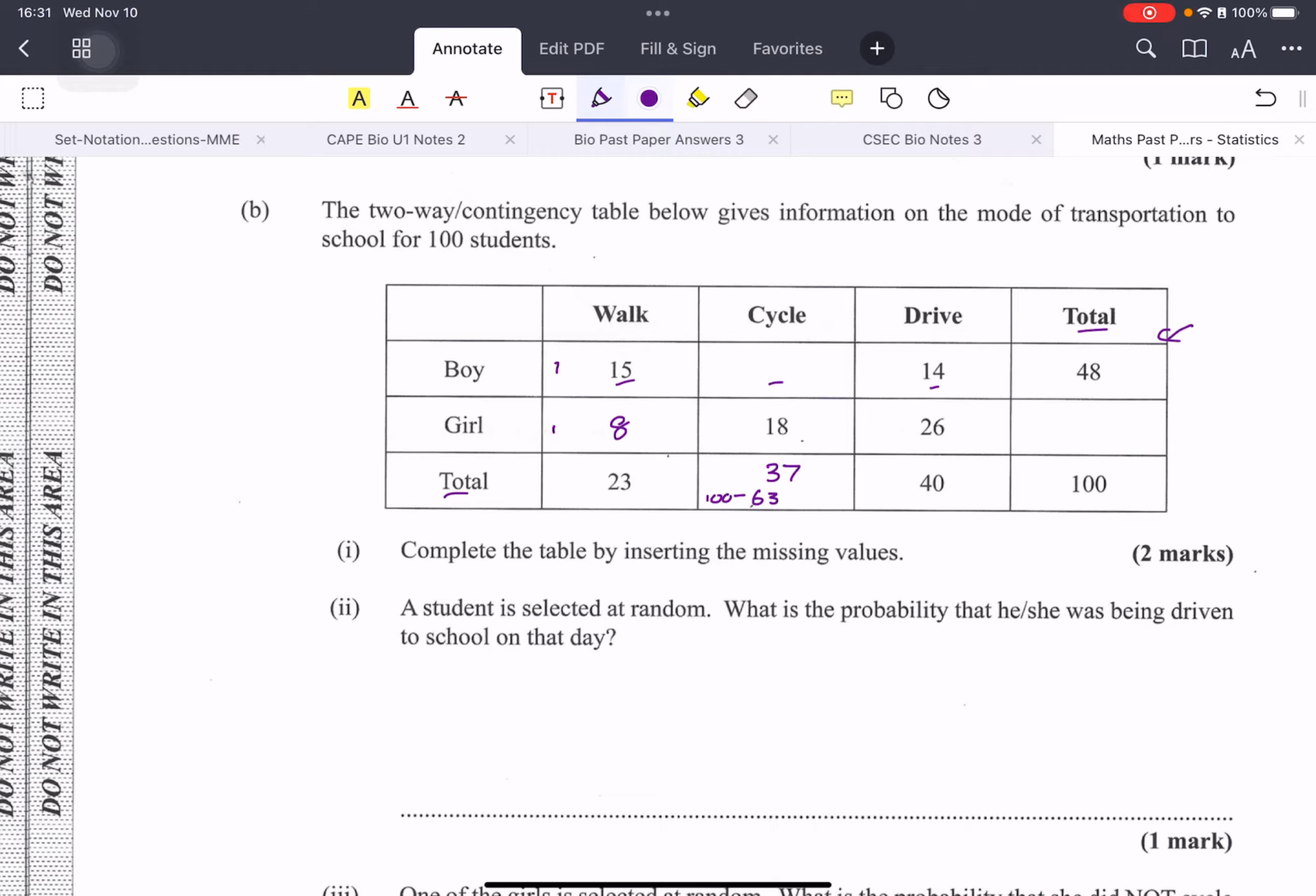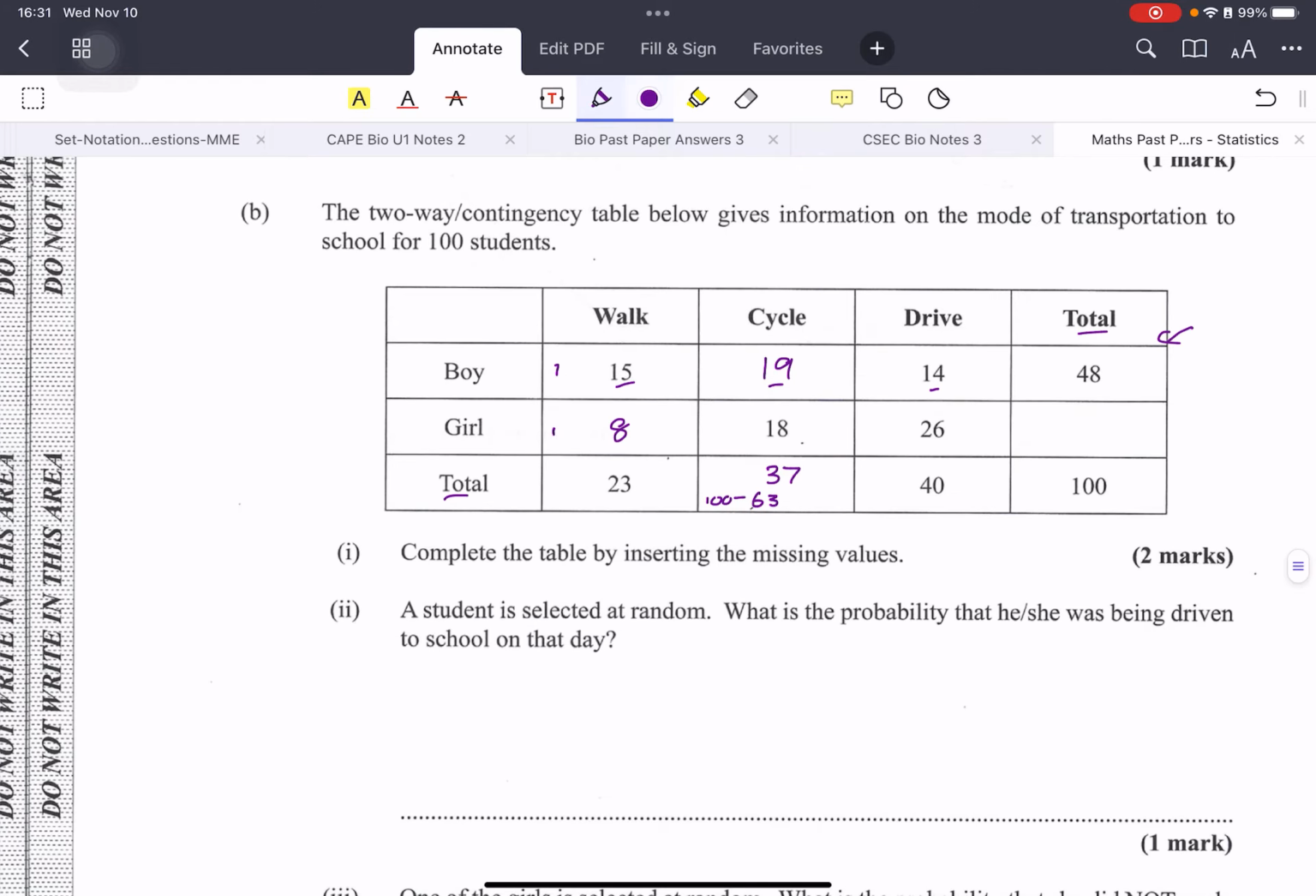Well, let's look at the top now. 15 boys walk. We don't know how many cycle. But look, we know that 37 students in total cycle now. And if 18 girls cycle, we could just take away 18 from 37 and we are going to get 19. Okay? 19 boys cycle. And the last missing box is how many girls there are. If there are 48 boys and there are 100 students in total, it means there are 52 girls. Another way of getting that, we could have added 8 plus 18 plus 26. We would get the same number, okay? And we have completed our table.